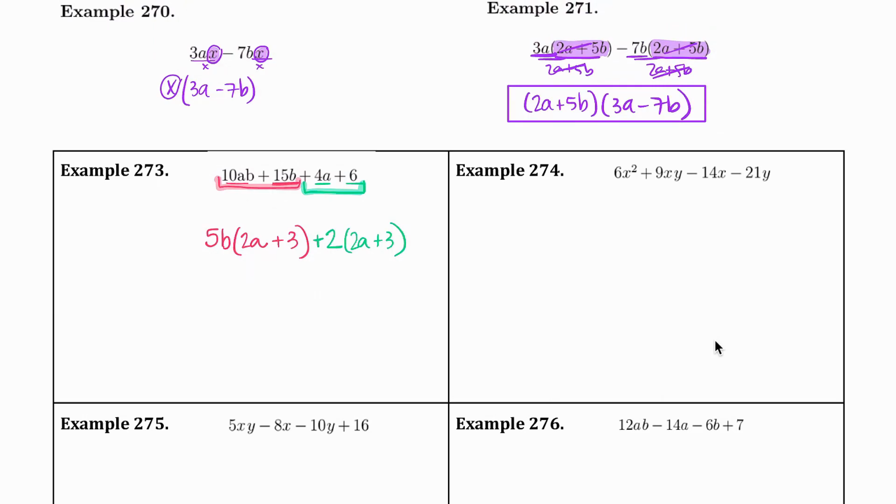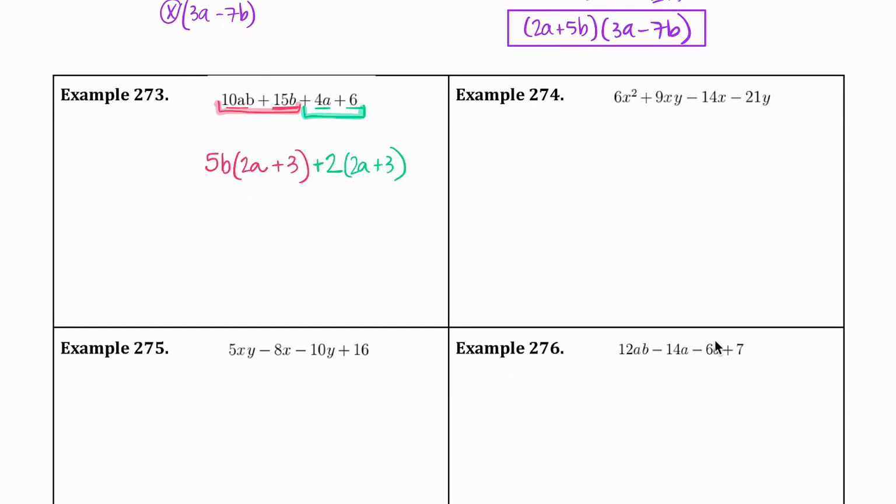Well, look what happened. Now this looks like the example we did above. Now we do have a binomial greatest common factor. They both have a 2a plus 3. So I'm going to take out that 2a plus 3. If I factor that out of both of these, I'm left with 5b plus 2. So we end up with 2a plus 3 times 5b plus 2.